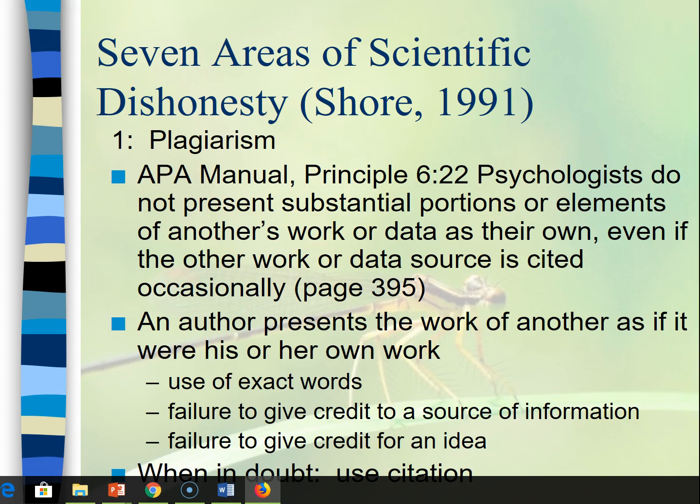According to the manual, researchers do not present substantial portions or elements of another's work or data as their own, even if the other work or data source is cited occasionally. An author presents the work of another as if it were his or her own work in the following cases: use of exact words, failure to give credit to a source of information, and failure to give credit for an idea. When you're in doubt, please make sure to use a citation.